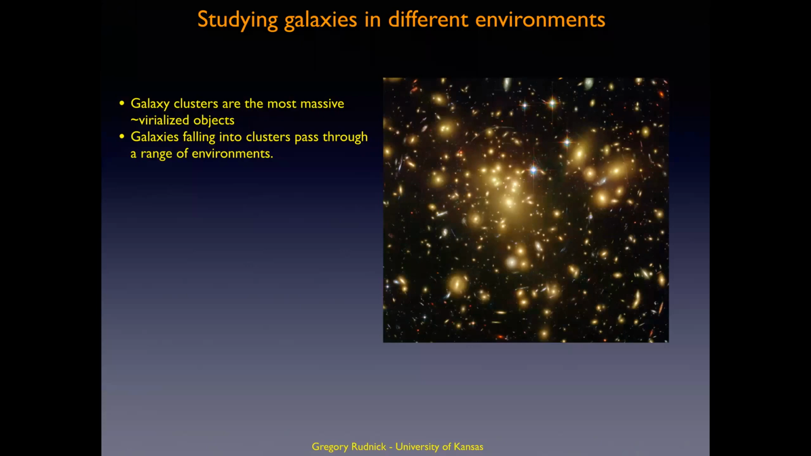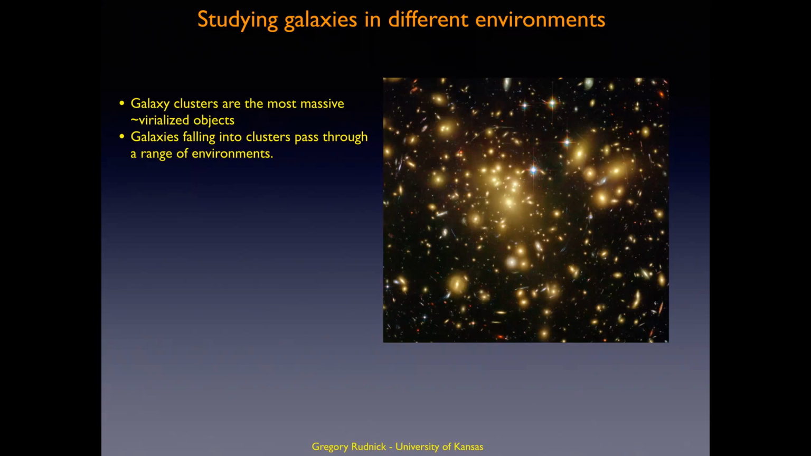So clusters of galaxies can contain hundreds to thousands of galaxies in them. They are the most massive objects that are virialized, which is actually a really fancy word for saying they're in equilibrium. They don't change much. The galaxies are flying around a lot, but this cluster of galaxies isn't getting a lot bigger. It isn't getting a lot smaller. It's a relatively stable system.